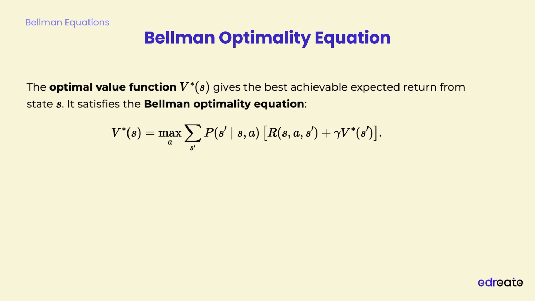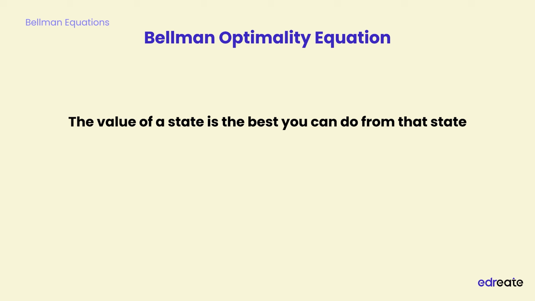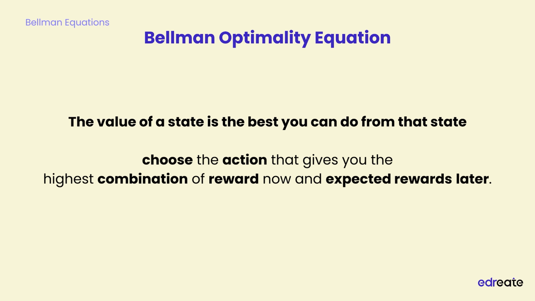But if we want to estimate the best expected return starting from state s, we use the optimal value function v star of s, which satisfies the Bellman optimality equation, given as follows. Here v star of s, or v asterisk of s, is the maximum expected return achievable from state s if we act optimally. And with max over a, we choose the action that yields the highest expected return. The intuition here is simple. The value of a state is the best you can do from that state. Choose the action that gives you the highest combination of reward now and expected rewards later.